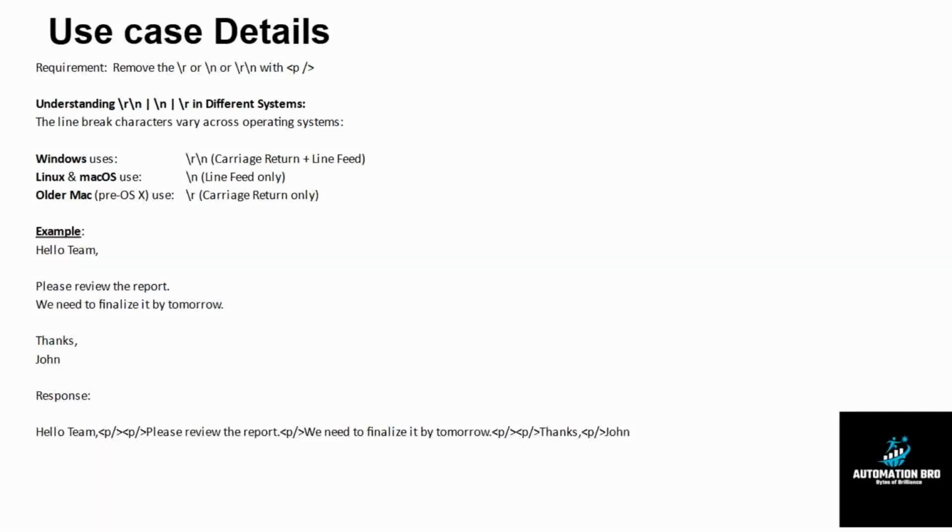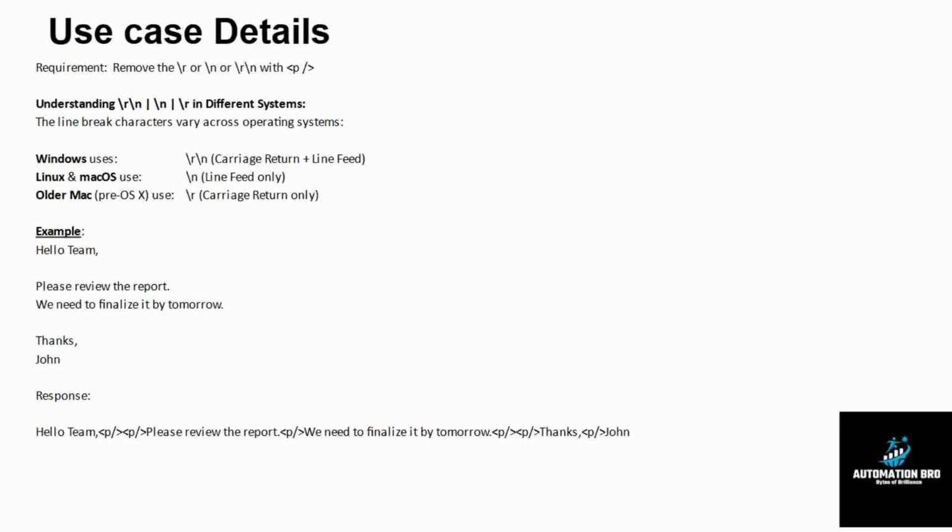Now the second use case. The requirement is to replace the characters \r or \n, or both, like \r\n, with the HTML tag <p>, the HTML tag p. P means paragraph. So understand each of these characters in different systems, meaning the operating systems.